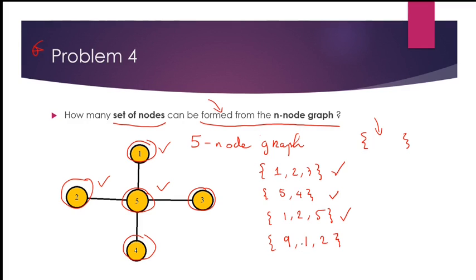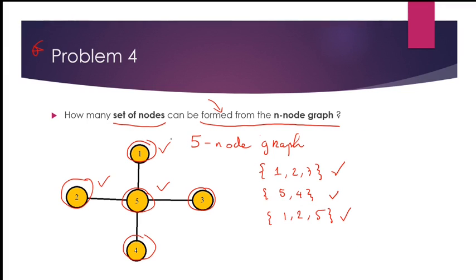Now let's say you have 9, 1, 2. What's going to happen? 1 and 2 are inside the graph. You can see it right here, node 1 and node 2. But 9, we didn't see it at all. So that's why this is not a valid set. So basically, this is how you can form a set of nodes from the given graph.